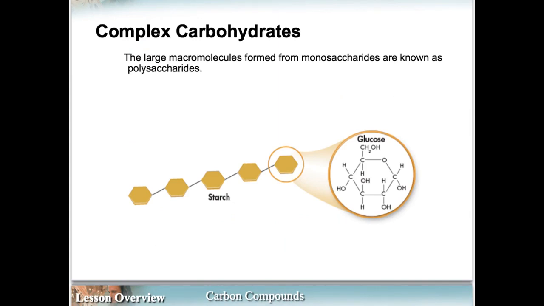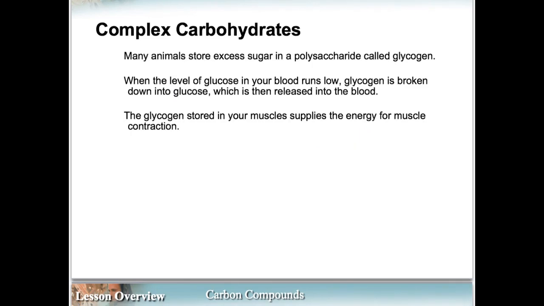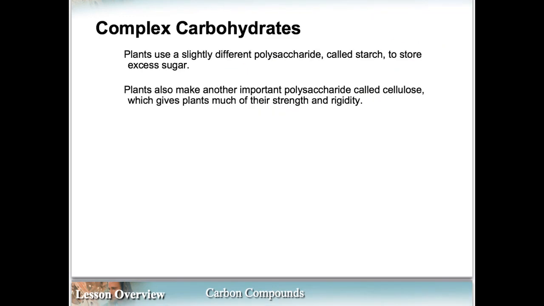There are also complex carbohydrates, like we talked about before, called starch. They are, again, many monomers hooked together. This is called a polysaccharide. Animals will store their excess sugar as a polysaccharide called glycogen. When the levels of glucose in your blood runs low, glycogen can be broken down into glucose, which is then released in your blood to raise your blood sugar. The glycogen stored in your muscles will supply the energy for muscle contraction.